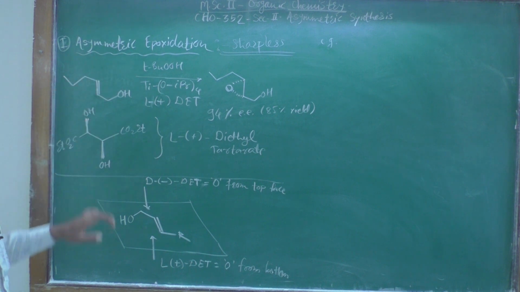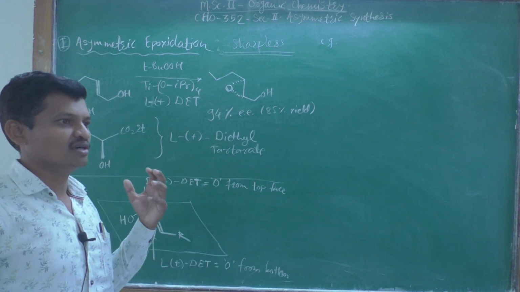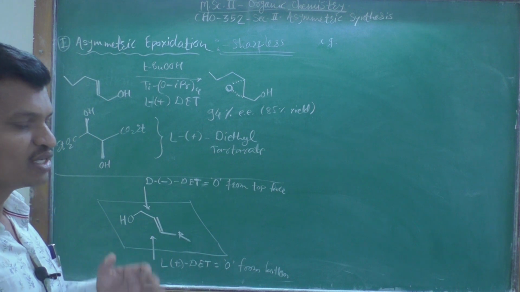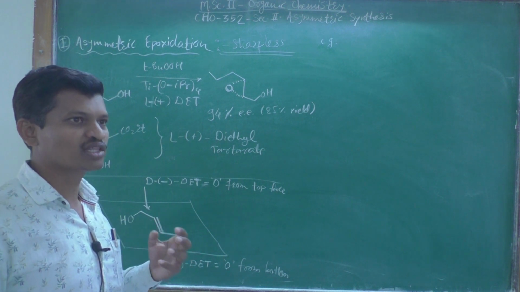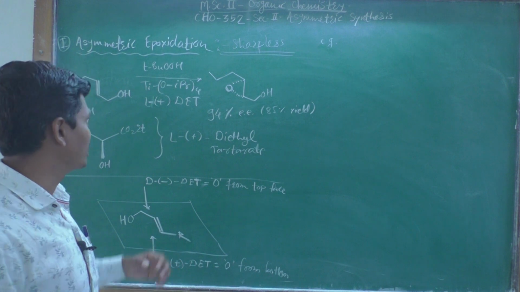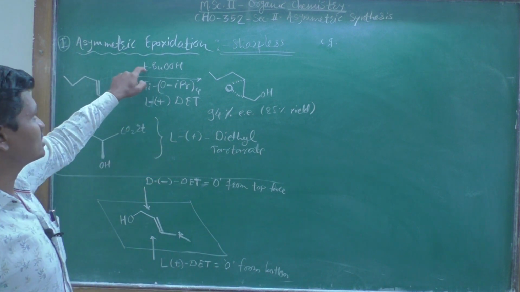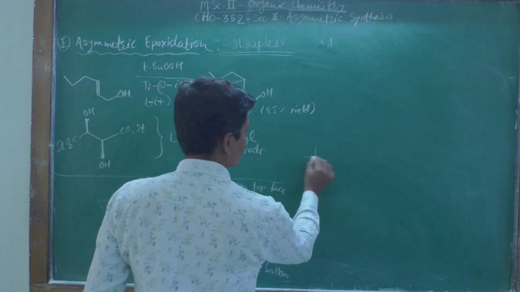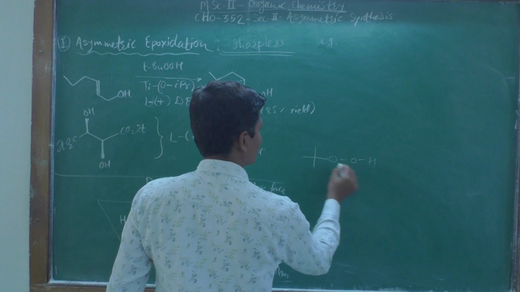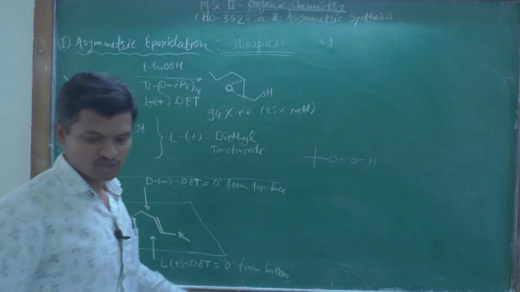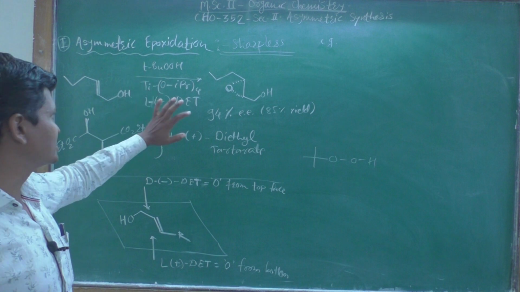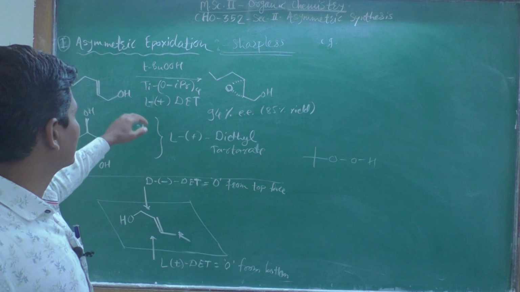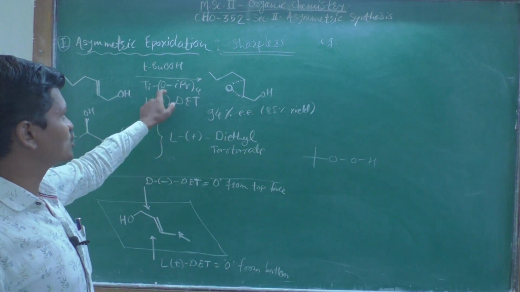When the allylic alcohol is treated with different reagents, we get a chiral epoxide. Let us see what three reagents he used. The first one is tertiary butyl hydroperoxide, the structure is tertiary butyl OOH. This reagent is an oxidizing reagent for the oxidation of the carbon-carbon double bond to the epoxide. The second reagent is titanium tetraisopropoxide.